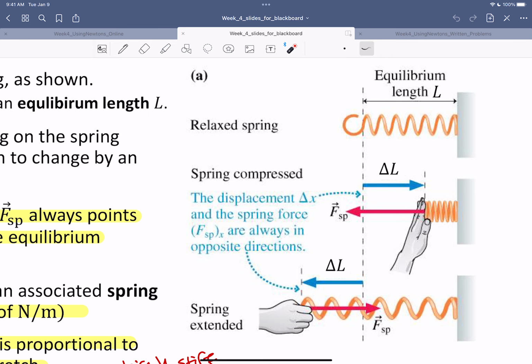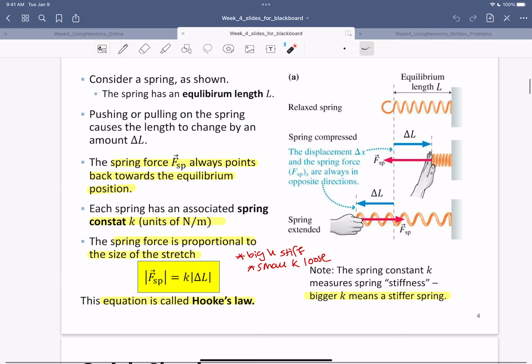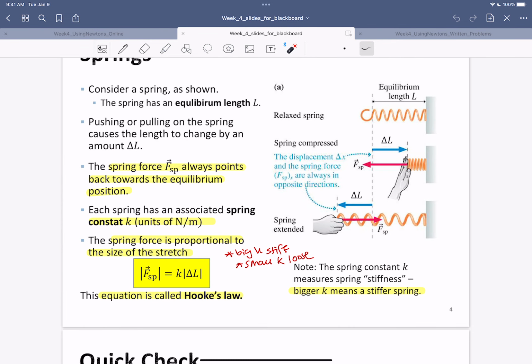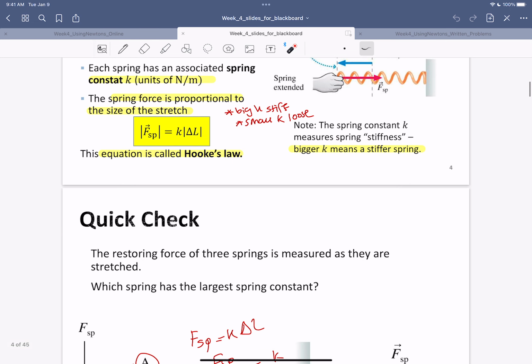So if you push on a spring, for example, it's going to want to return back to its original position. Or if you pull it, it's going to return back to its original position. If I push to the right, it's going to want to extend back to the left. If I pull to the left, it's going to want to shrink back to the right. So your spring force is opposite the direction of your displacement, basically.